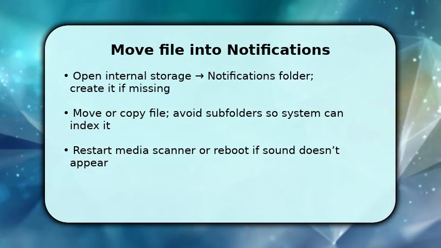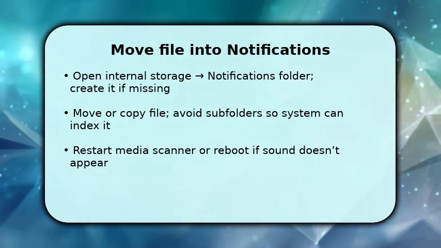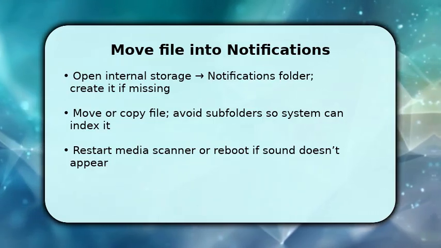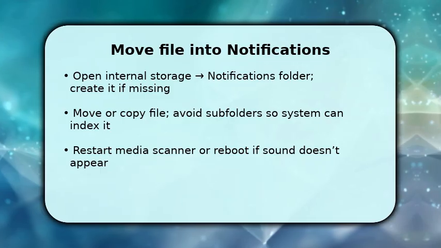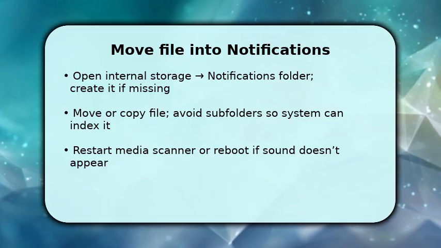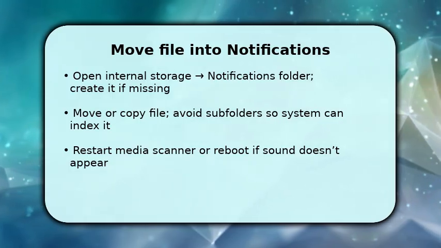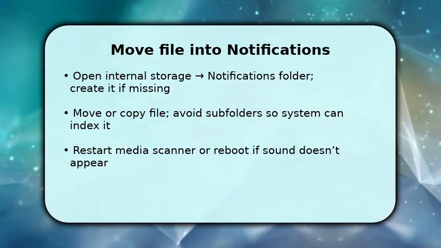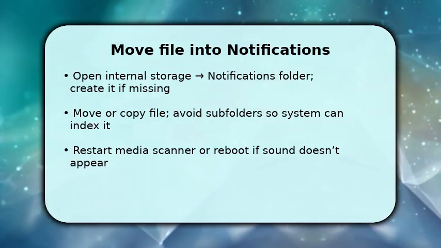Now you move the audio into the correct system-accessible folder. Open your file manager, navigate to internal storage, and locate or create a notifications directory. Placing the file at the top level ensures Android indexes it. Copy or move the prepared MP3/OGG there, and then trigger a media scan by rebooting or using a scan utility.